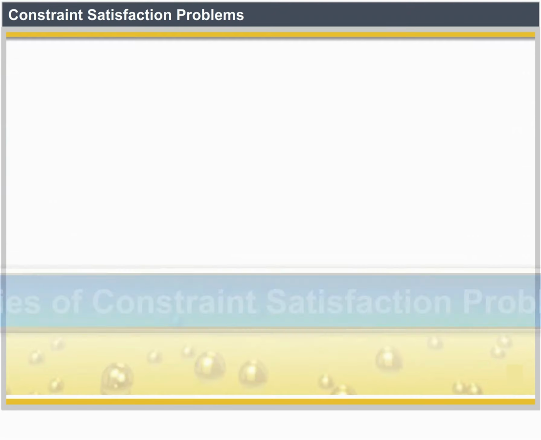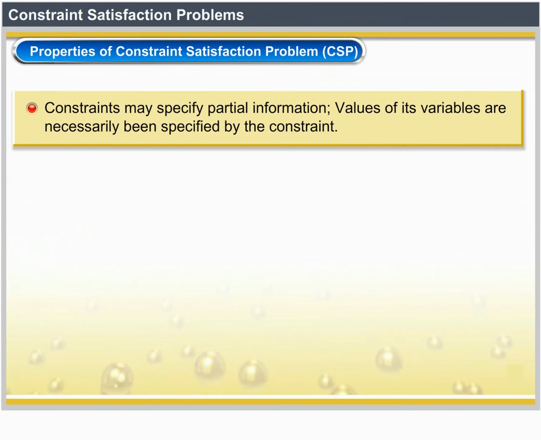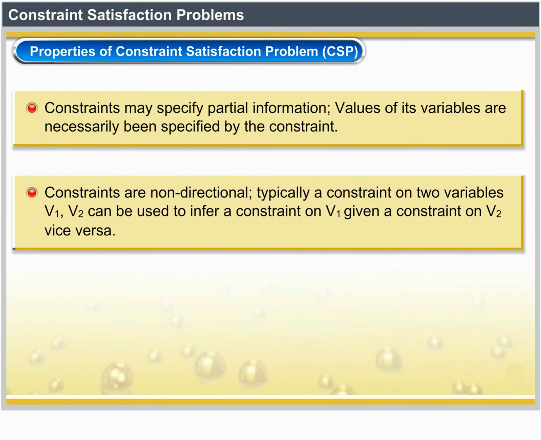Properties of constraint satisfaction problems, CSP. Constraints may specify partial information; the values of its variables are not necessarily specified by the constraint. Constraints are non-directional. Typically, a constraint on two variables v1, v2 can be used to infer a constraint on v1 given a constraint on v2, and vice versa.